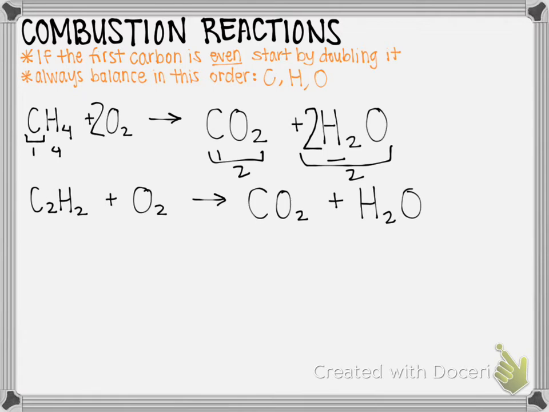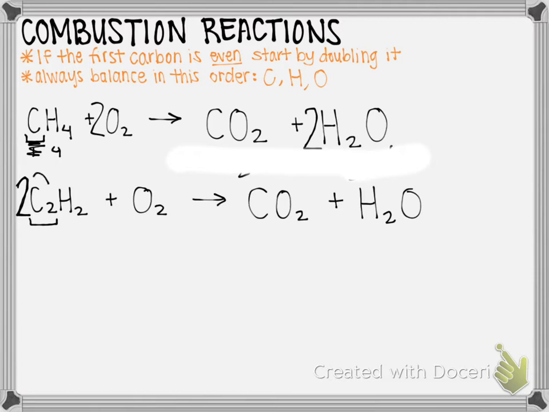So the ones that have an odd number of carbons to start out with are a little bit easier. Next one we're going to do is if you have an even number of carbons. So if you look at the next example, C2, that's an even number of carbons. So before you start balancing it all, you need to start by doubling this compound or adding a 2. Now we can balance it in the order CHO.